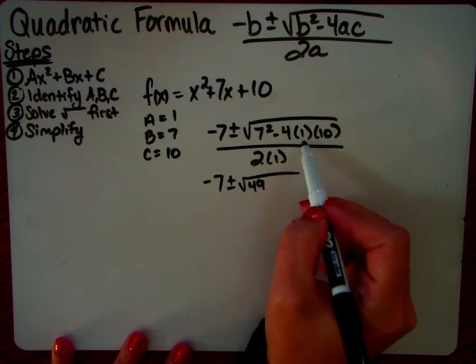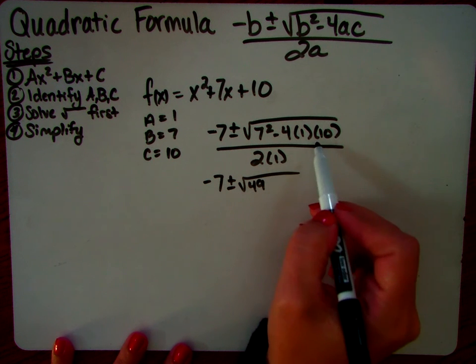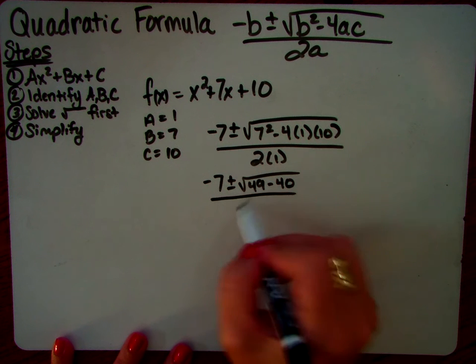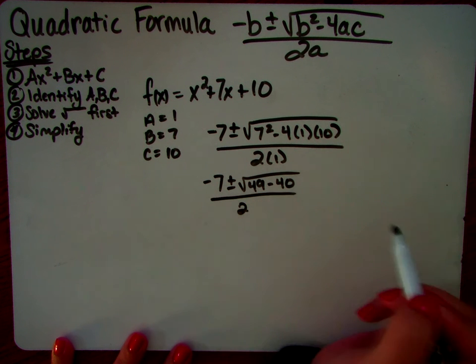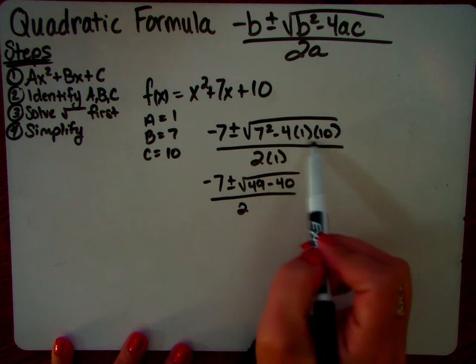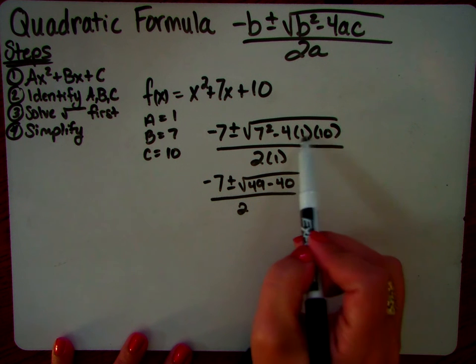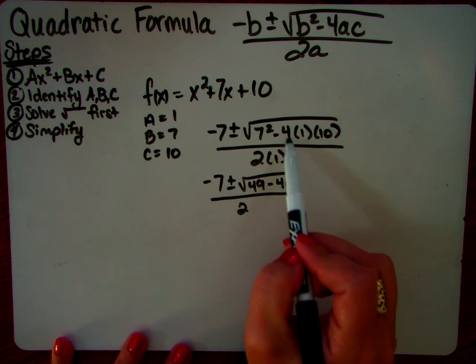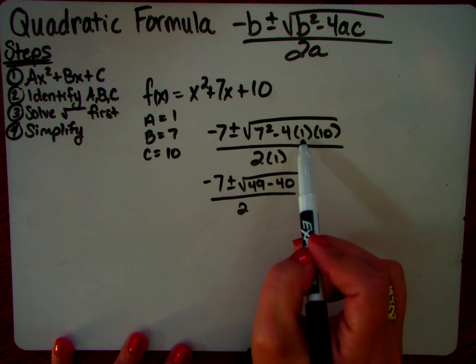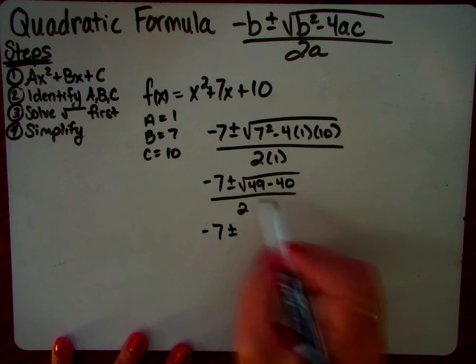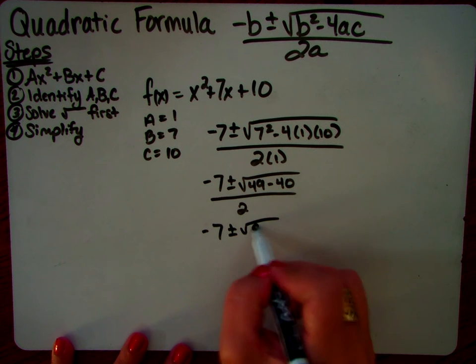Negative 4 times 1 is negative 4. Negative 4 times 10 is negative 40. Okay? All over 2 times 1, which is 2. So when we multiply, it doesn't matter how you multiply these three. You can multiply this and then multiply that. You can multiply this and then that. It does not matter the order. Okay? All right, we're still working. 49 minus 40 is 9 over 2.